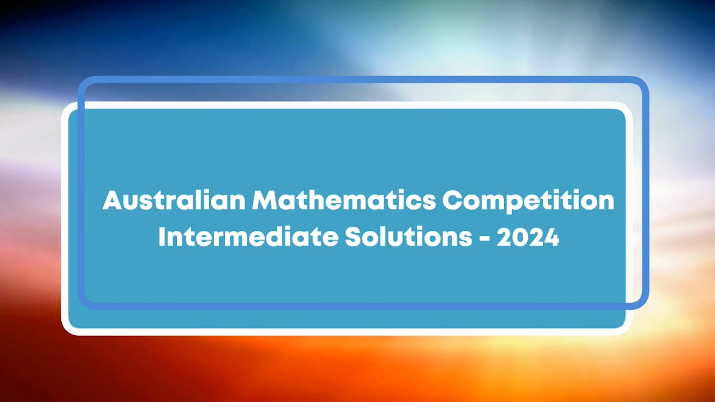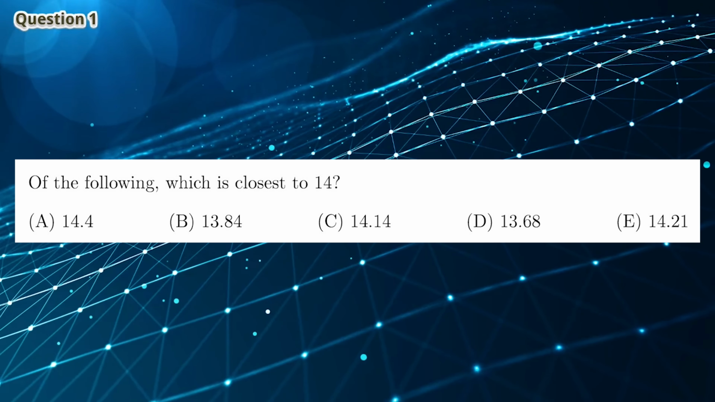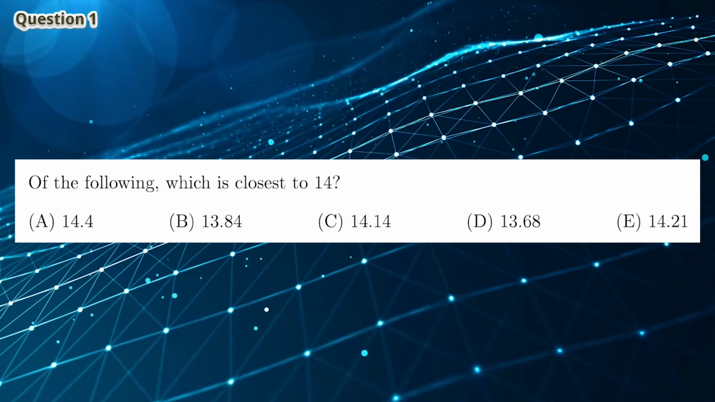Now, let's move on to the solutions. The larger of the numbers less than 14 is 13.84, and the smallest of the numbers greater than 14 is 14.14. The latter is closer, which means the answer is C.